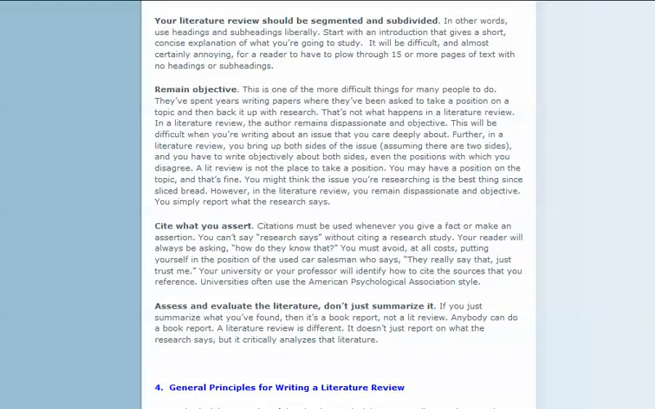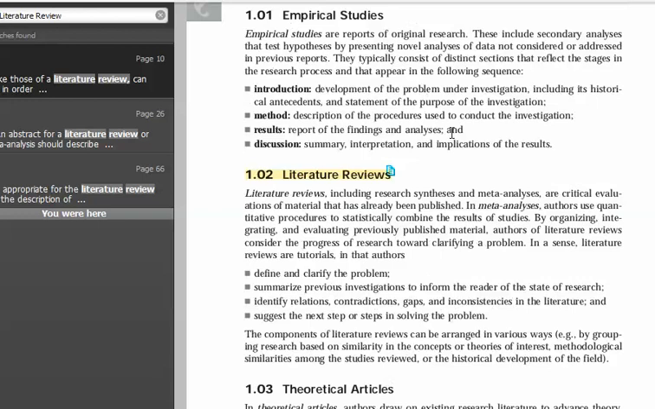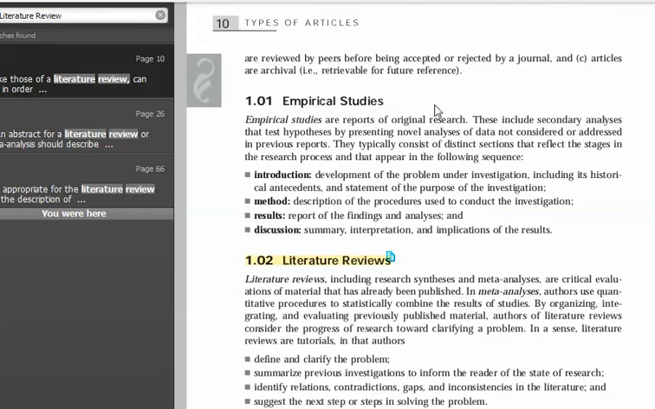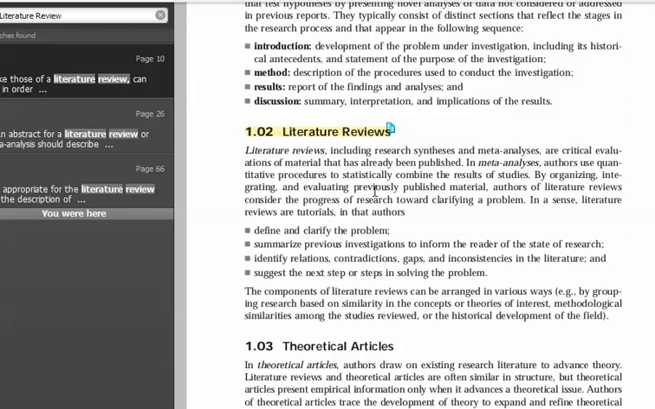Now, if I take you to the APA manual, this is the APA 6th edition manual, and on page 10 is the comment about the literature review. And it specifically tells you that it's a research synthesis. It's a review and it's a synthesis.